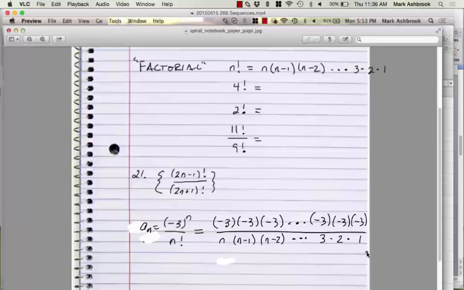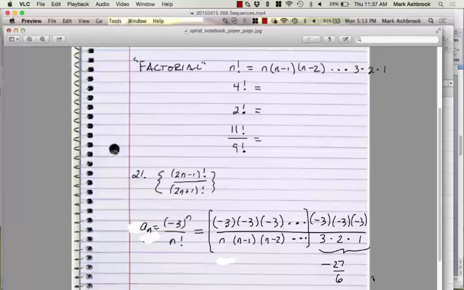Okay, so this is kind of convenient because this gives us n terms, and this gives us n terms, so we can group them together. All of these are going to be a number less than 1. Do you see that? Because this would be negative 3 over 4, and then negative 3 over 5, and then negative 3 over 6, and negative 3 over 7. So all of these will be fractions less than 1. Those last 3 you group up, into negative 27 over 6.